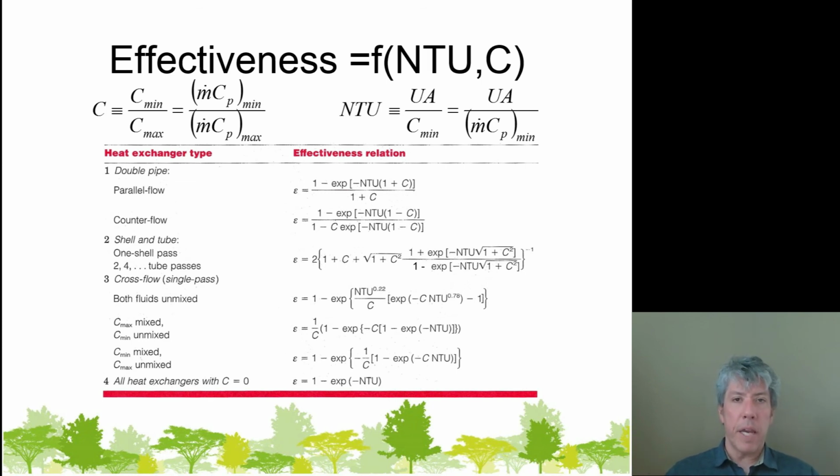So this is a page in your book. You should find it. I think I've got a page number for you in just a minute. But these are the equations, and depending on what geometry of heat exchanger you have, you select the particular type and then you use the appropriate equation with something called the number of transfer units and the ratio of the capacity rates. Now I know this is getting confusing.